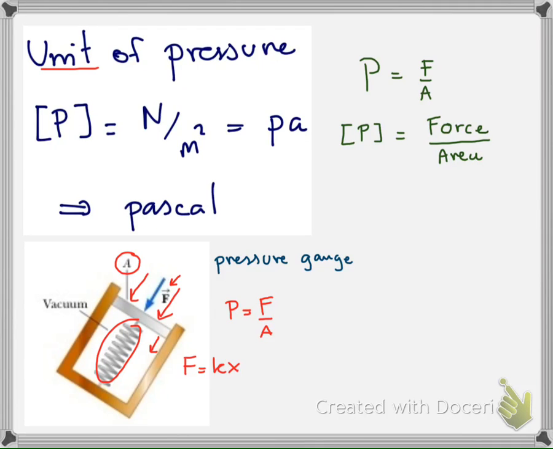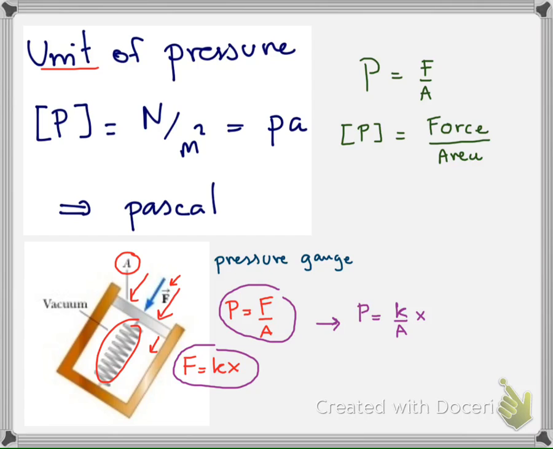Let's see a little bit further on the pressure gauge. You can see that since F is equal to Kx and P is equal to F over A, we can combine these two expressions to get P is equal to K over A times X.